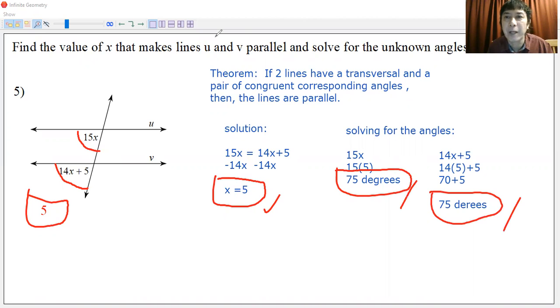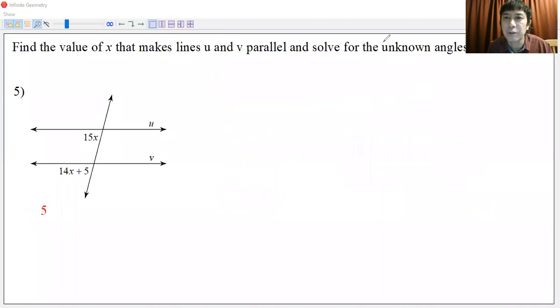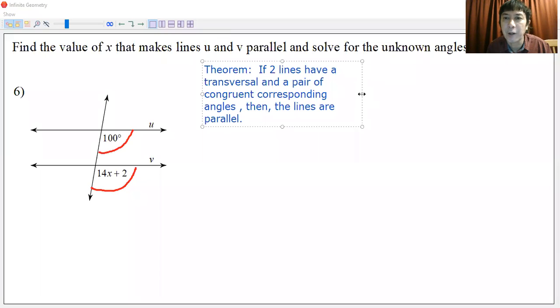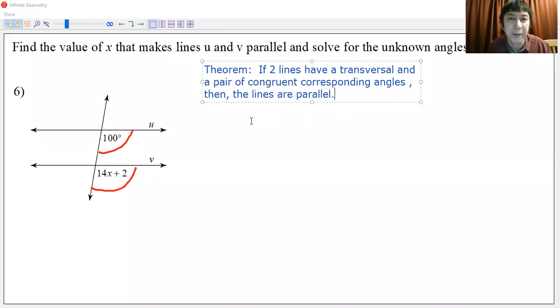All right, now next will be number 6. Let's continue with number 6. Here's number 6. What type of angle pair? One exterior, one interior on the same side. That means corresponding angle pair again, and the same theorem is applied.